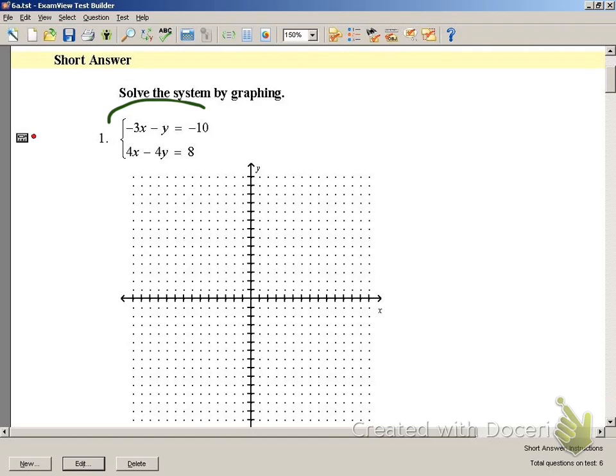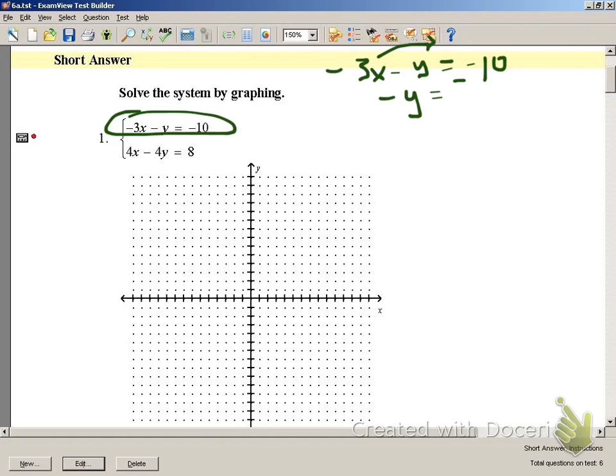So I'm going to do these equations in 2 different ways. If I'm looking at the first equation, I'm going to solve that equation for y. So if I have negative 3x minus y is equal to negative 10, I'm going to move the negative 3x over so it becomes positive. And then I'm going to divide everything through by negative 1 to get y by itself. All it does is change the signs. So that gives me y equals negative 3x plus 10.